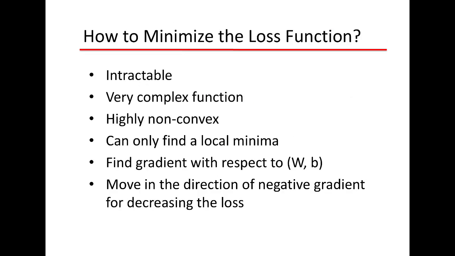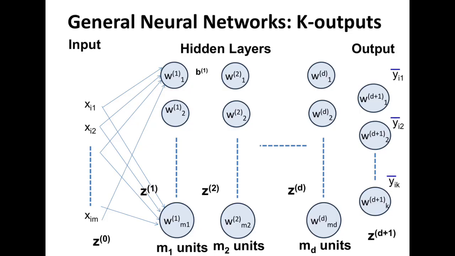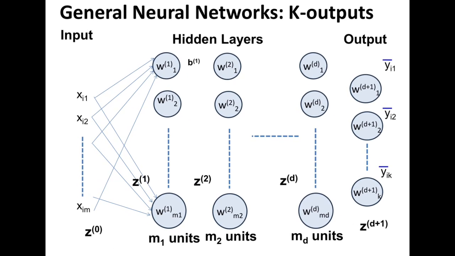It's an intractable, very complex function, highly non-convex, and we can only find a local minimum. That's the best we do in machine learning. We find the gradient with respect to W and B and then move in the direction of the negative gradient. And then there are various optimizations that we do to minimize the loss. Okay, that's fine. So, how do we find the gradient? I've told you what the function looks like. I've told you how to do the forward propagation. How do I get from x to y hat? Now, you have to find me the gradient.